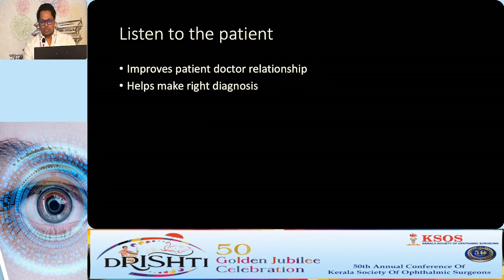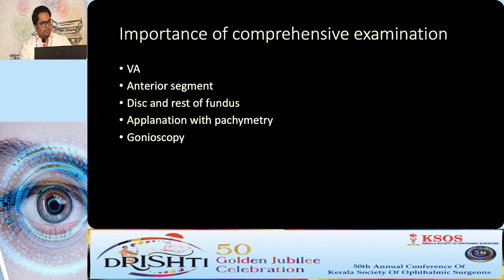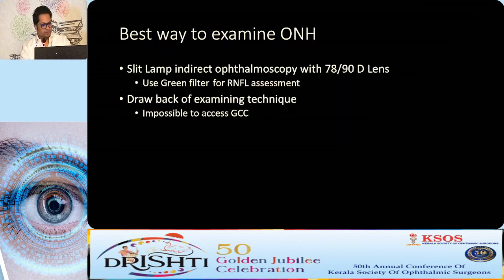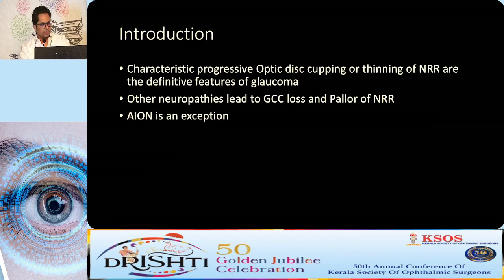First and foremost is to listen to the patient. It improves patient-doctor relationship and helps make the right diagnosis. Also, let me emphasize the importance of a comprehensive eye examination, which includes visual acuity, anterior segment, disc and rest of the fundus, applanation with pachymetry and gonioscopy. But this talk will be centered around the optic nerve head. The best way to examine the optic nerve head is the slit lamp indirect ophthalmoscopy with 78 or 90 diopter lens. Use green filter for RNFL assessment. The drawback of this examination technique is that it is impossible to assess the ganglion cell complex.